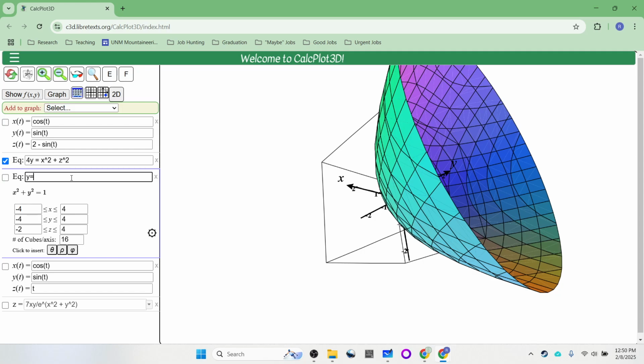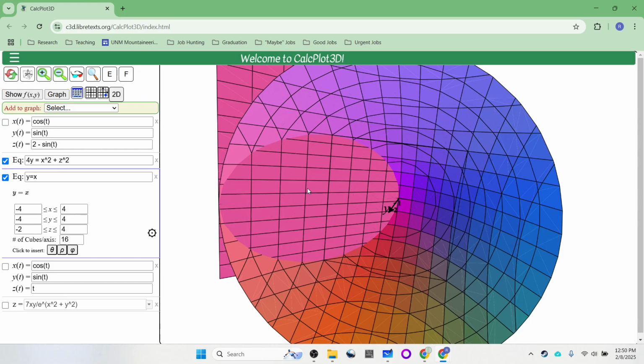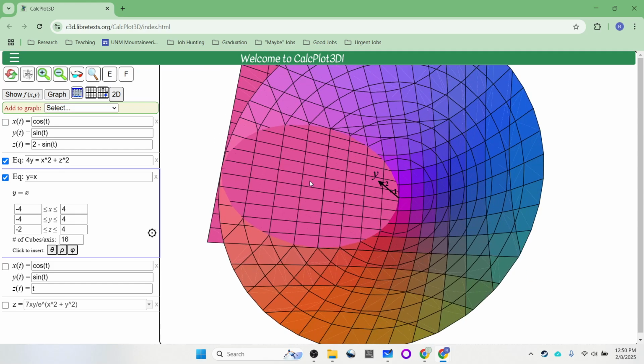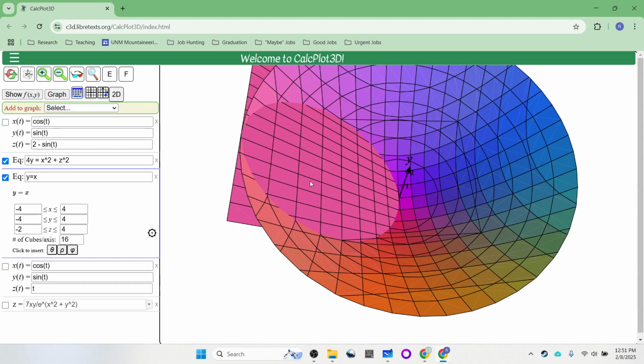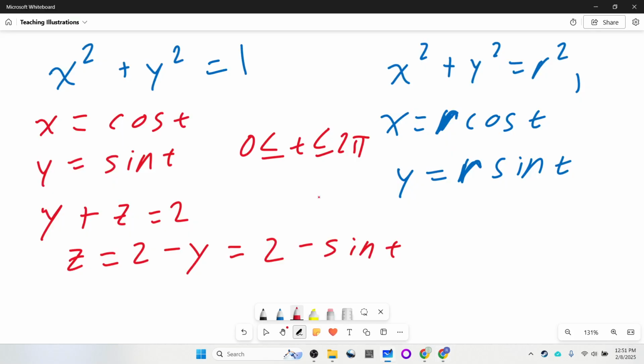Y equals x. A little satellite dish here. Okay, and then we cut across. We get another kind of, maybe that's a circle, or maybe it's an ellipse. Well, let's find out. Okay, so we have 4x equals x squared plus z squared, and we have y equals x.